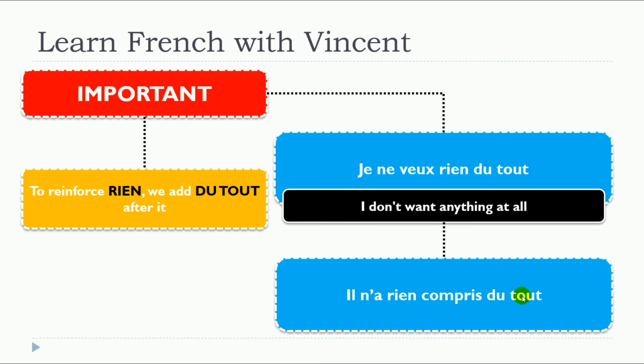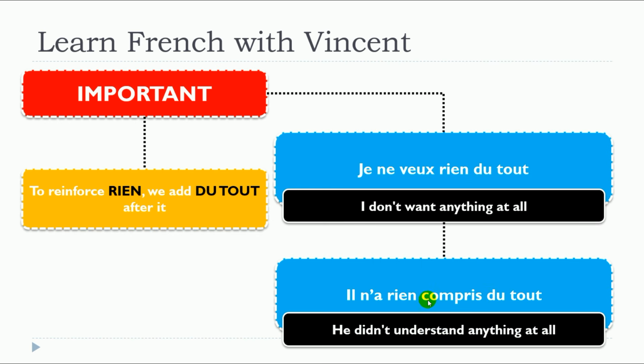Il n'a rien compris du tout. In that situation, it's quite interesting because we have the negative form of comprendre in the compound tense passé composé. So remember that the ne will come before avoir, and then rien is coming right after. And then you put your past participle and you finish with du tout. Il n'a rien compris du tout. Work on this structure if you're not really sure because it's a bit complex, but once you practice it and once you understand it, it will be extremely simple after. Il n'a rien compris du tout.